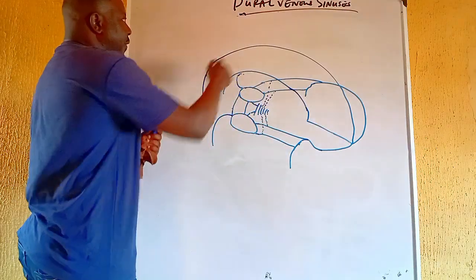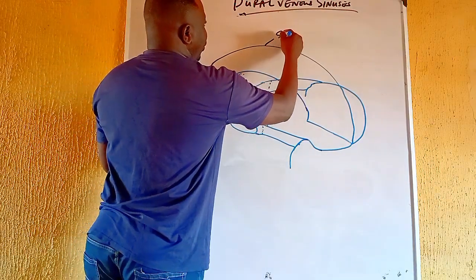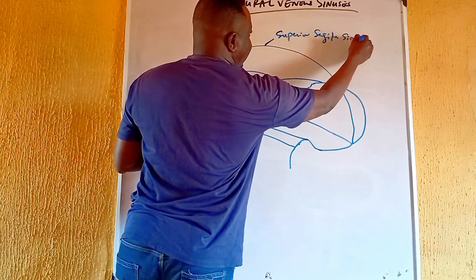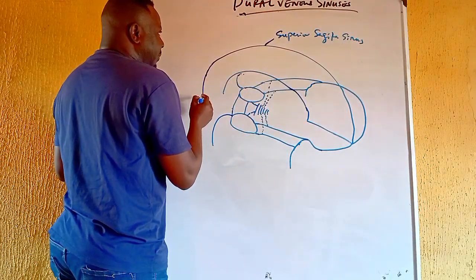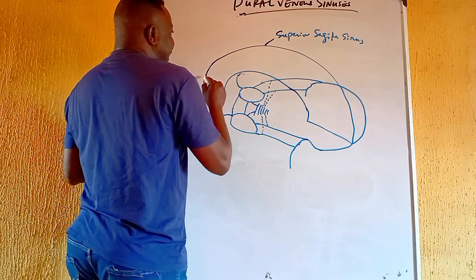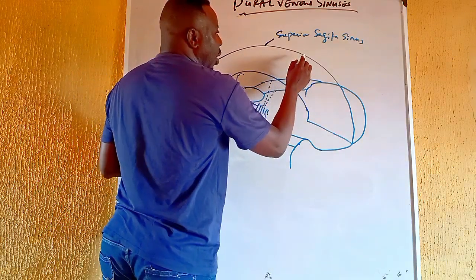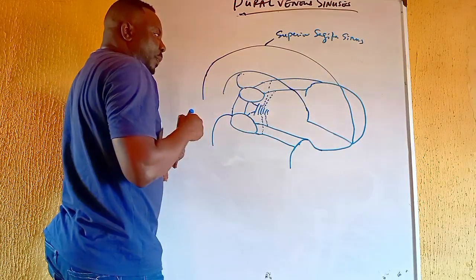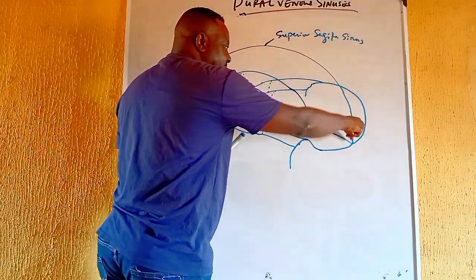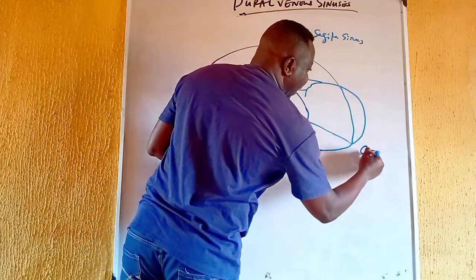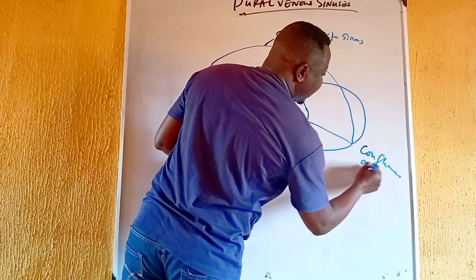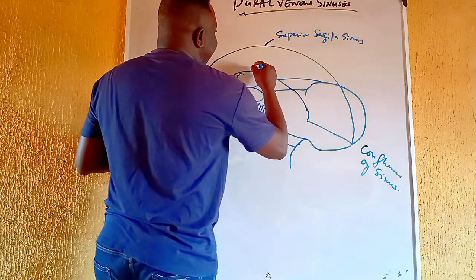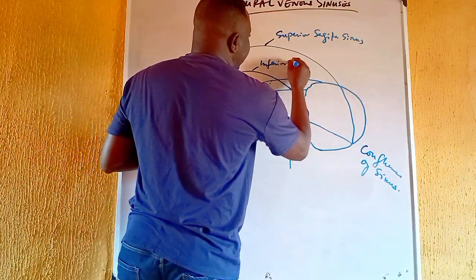So you can see that the first one we have is known as the superior sagittal sinus. It extends from the foramen cecum, then goes through the upper border of the falx cerebri and terminates around the internal occipital protuberance. And of course, it also terminates in what we call the confluence of sinuses. And then we also have the inferior sagittal sinus.